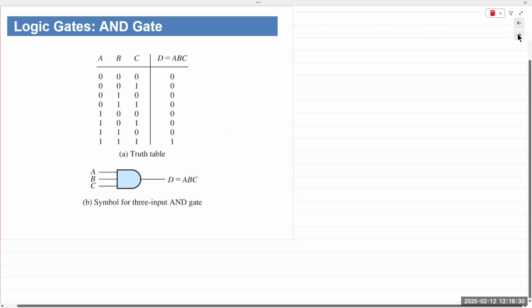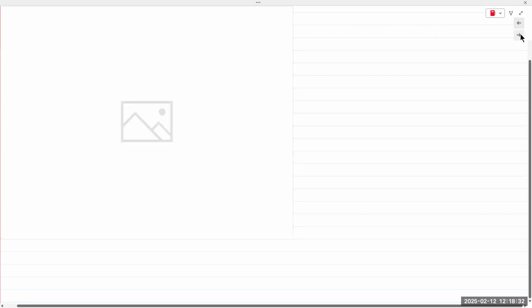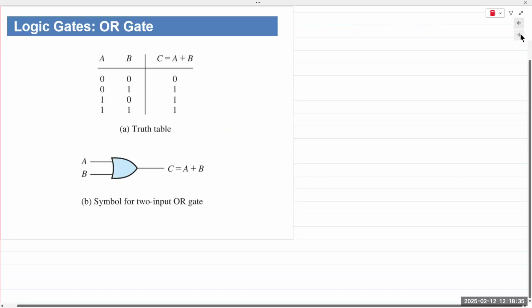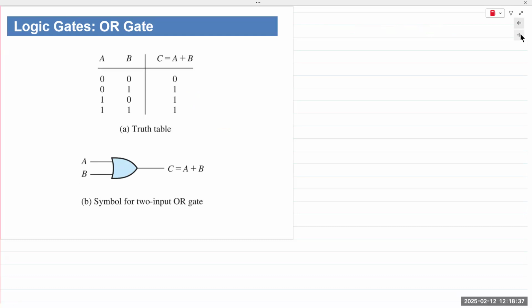And then we have an OR gate. The word OR in the English language simply means either, right? It's either A or B, not both. But in logic design, the OR function represents arithmetic addition. So the OR function is arithmetic addition.